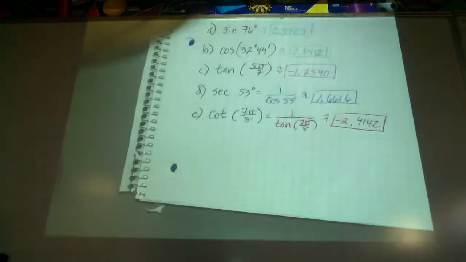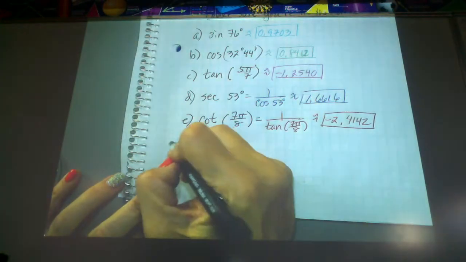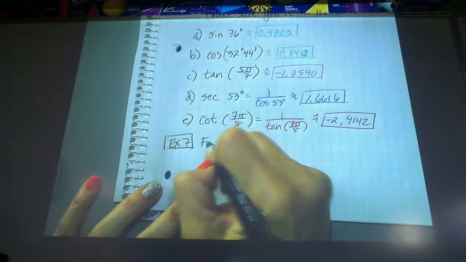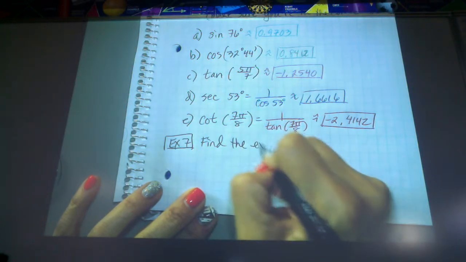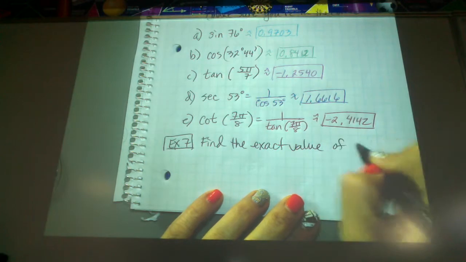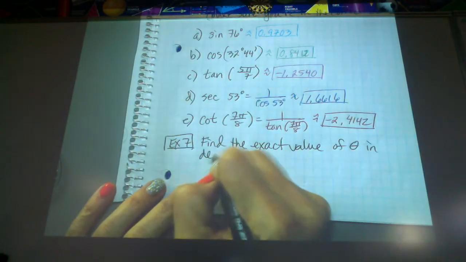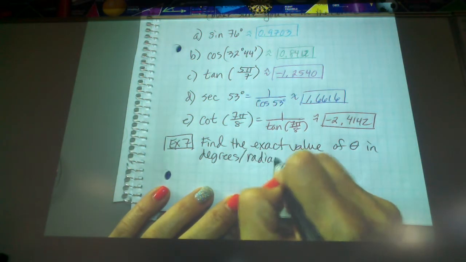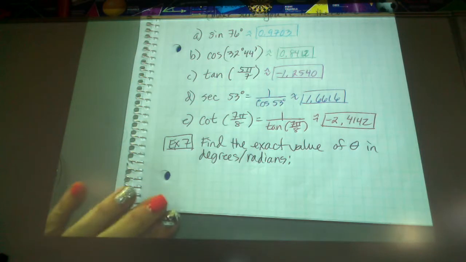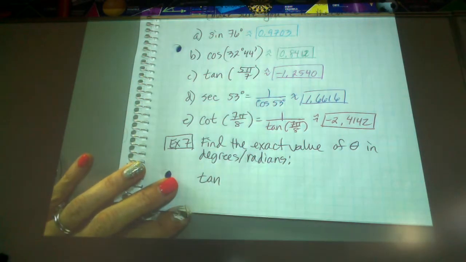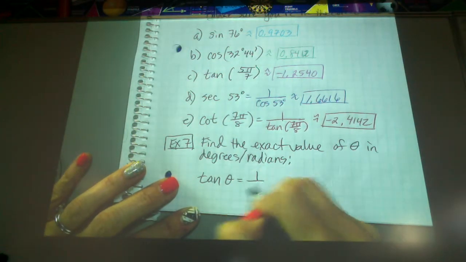All right, so last problem. Example 7. Find the exact value of theta in degrees and in radians. And they're going to give you some sort of equation. The equation I'm going to start you off with is tangent of theta is equal to 1 over the square root of 3.